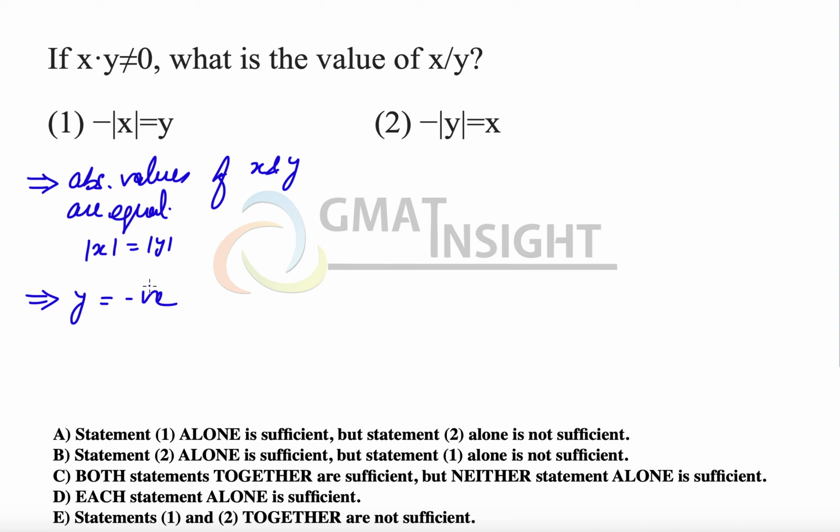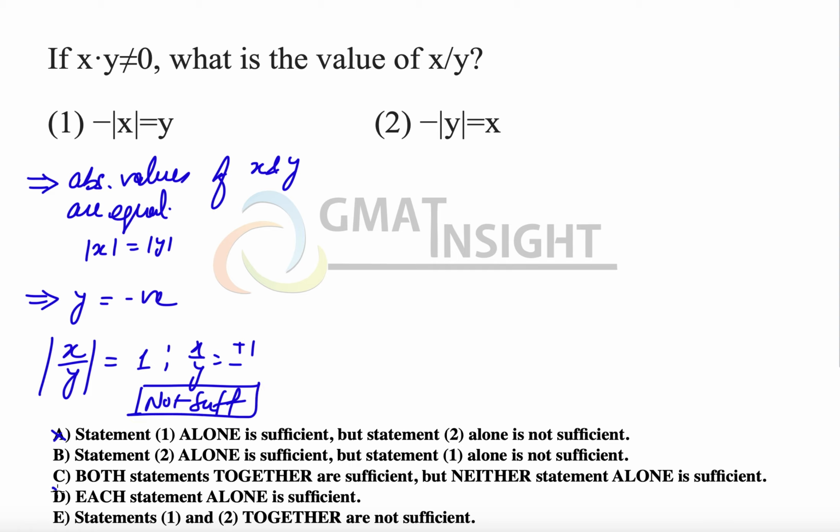But since we have to find x over y, and y is negative but the sign of x is unknown, therefore x upon y, while we know that the absolute value has to be 1, could be either plus 1 or minus 1. Therefore we say that the first statement alone is not sufficient to answer the question, and we can rule out option A and option D.